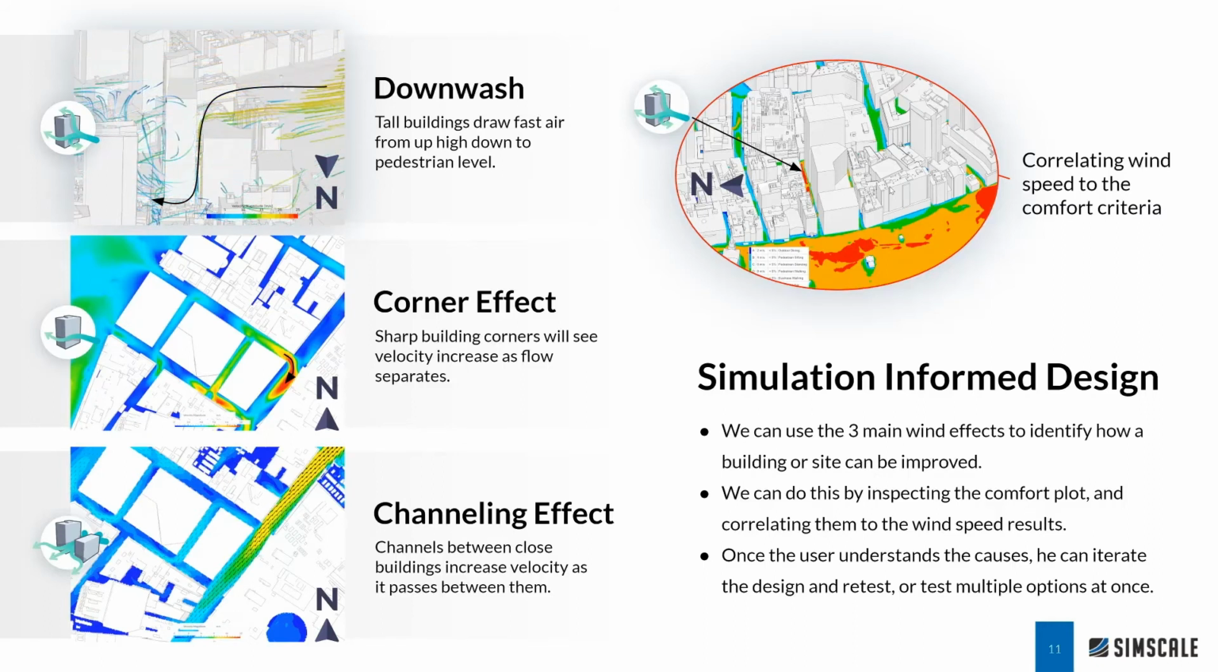So the 3 main effects, we can actually see them on our case that we're looking at today. Downwash. So you can actually see this arrow that's really pointing at how that flow is moving. You can see the streamlines that is going to be pushed down the building, and that's going to impact the pedestrians at the pedestrian level.